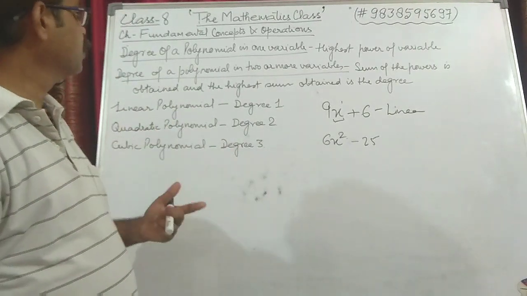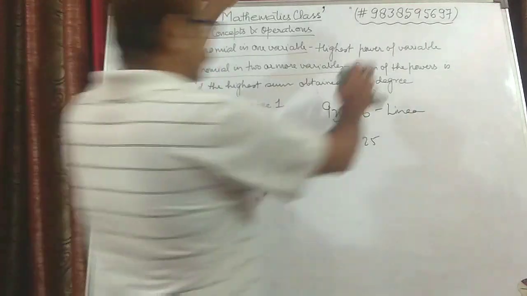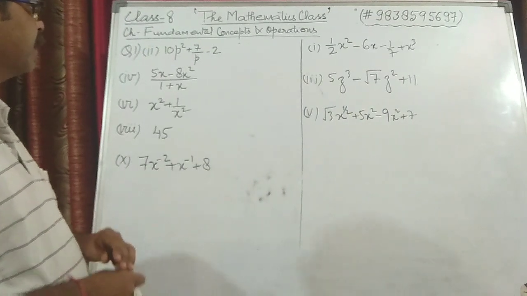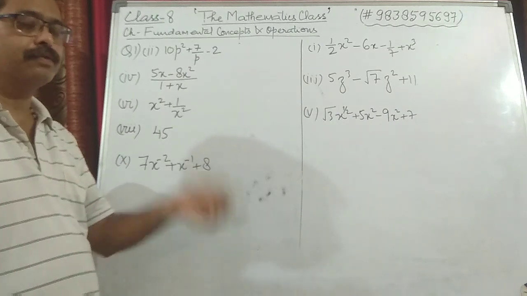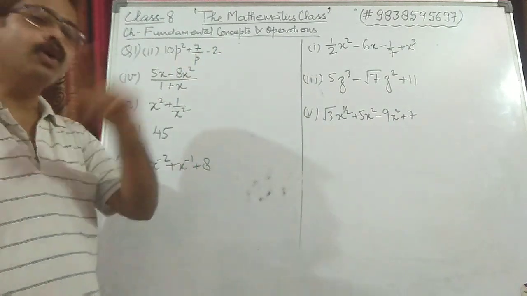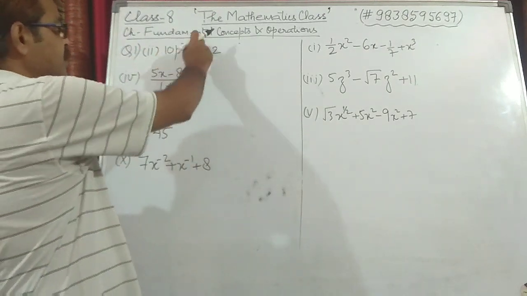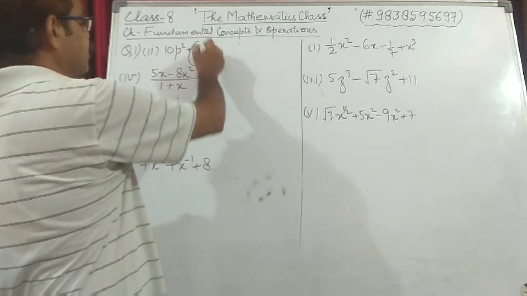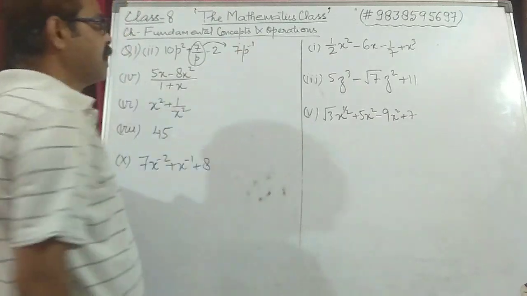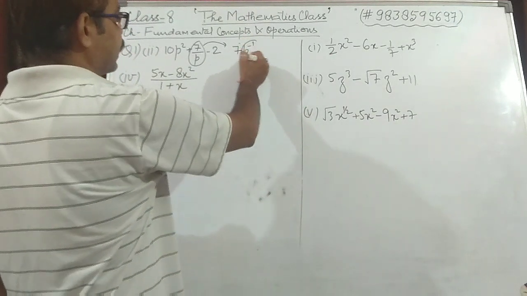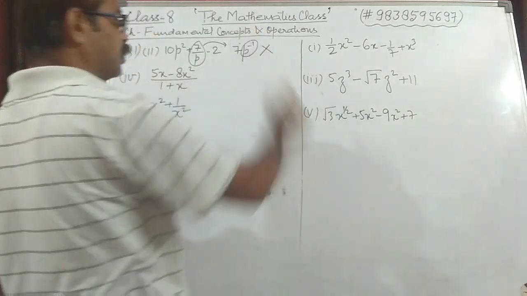And now we are going to start with the exercise. Let's see what is there in the first exercise. I have taken question number 1. In this you have to tell which of the given expressions are not a polynomial. So let's see, this is the second part: 10p square plus 7 upon p. Now this 7 upon p can be written as 7 into p to the power minus 1. And since the power is negative, this is not a polynomial.